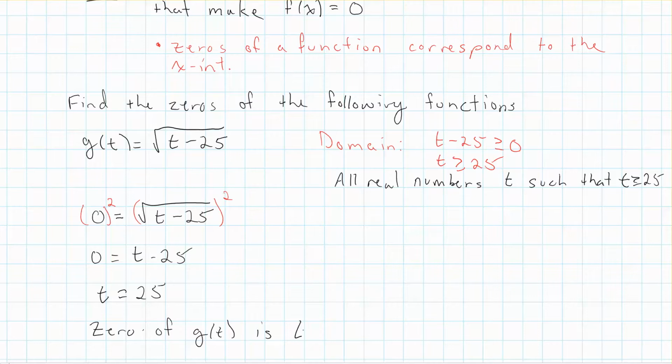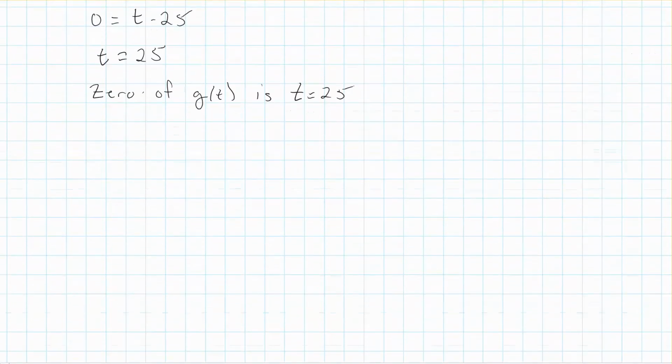And there's only one. So the 0 of g at t is just t equals 25. Alright, let's look at another example here.